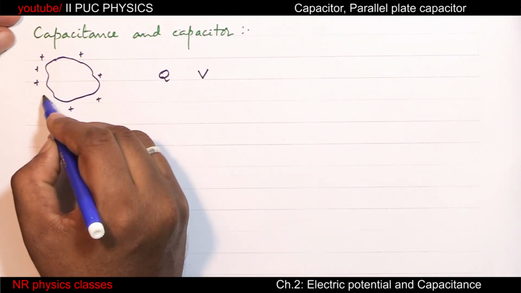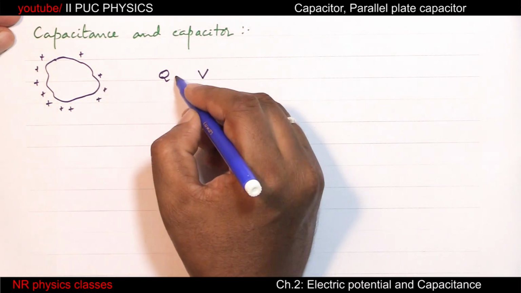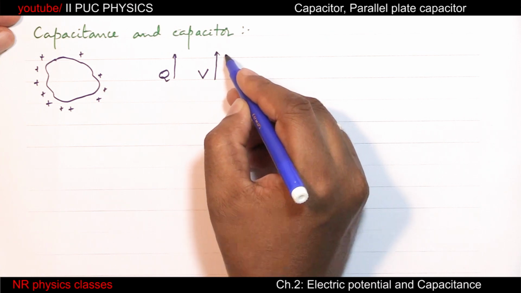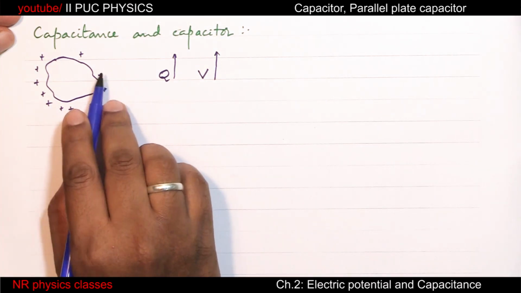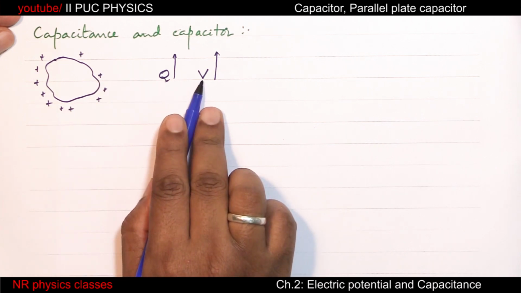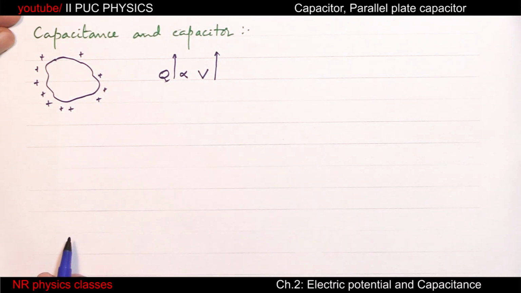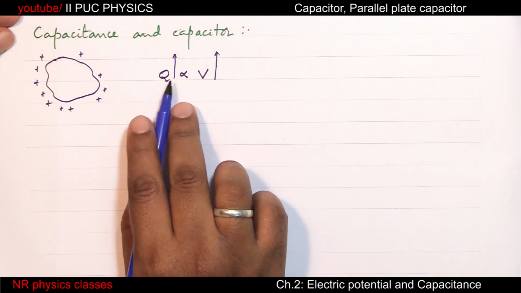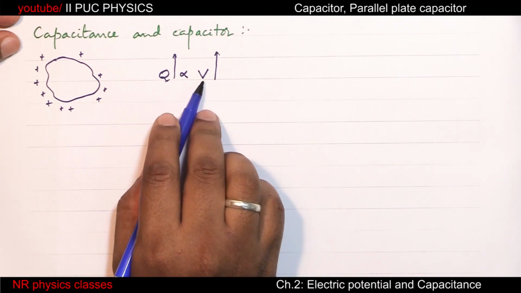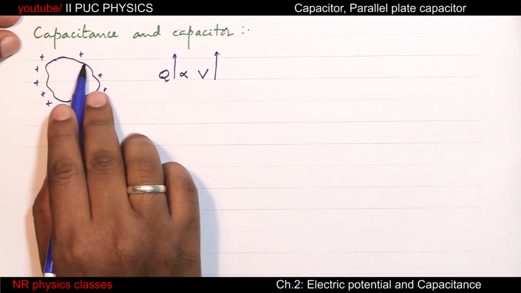And with the increase in charge, potential of the conductor also increases. If charge is doubled, potential also gets doubled. Means if this is 2 times, this is 2 times, means charge is directly proportional to potential, or potential is directly proportional to charge. Here potential means influence of this charge at that point.